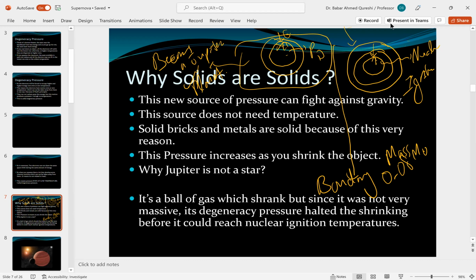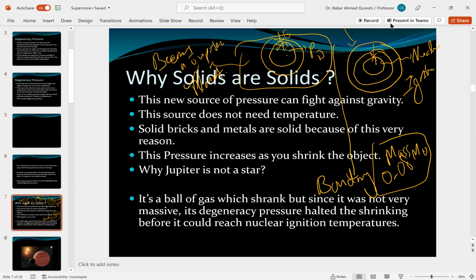And this is exactly what we observe. So this is a theoretical prediction that if you have something which is less massive than 0.08 solar mass, the degeneracy pressure is going to stop the contraction before the ignition happens. And if it's above this, then you're going to have ignition and you're going to have a star. So the prediction is that there should be no stars below 0.08 solar masses. And this is exactly true.